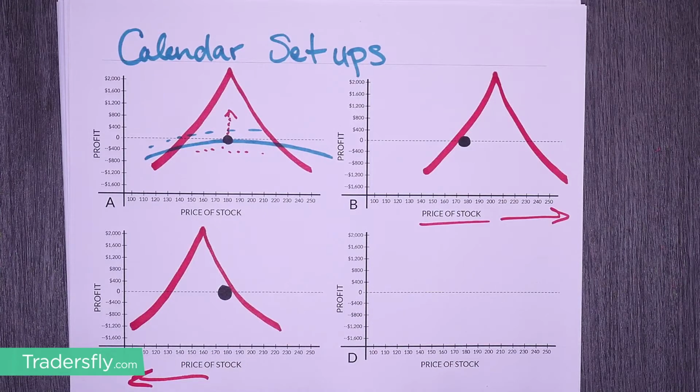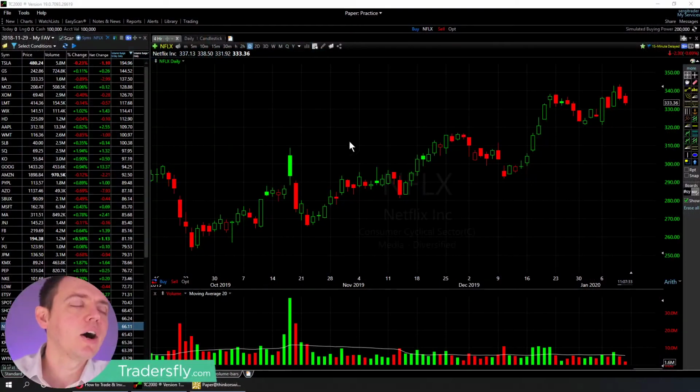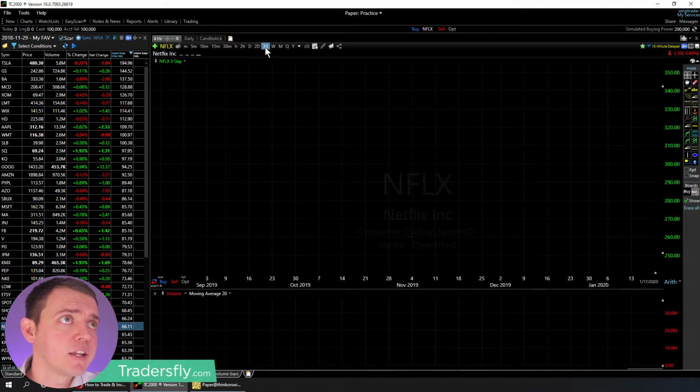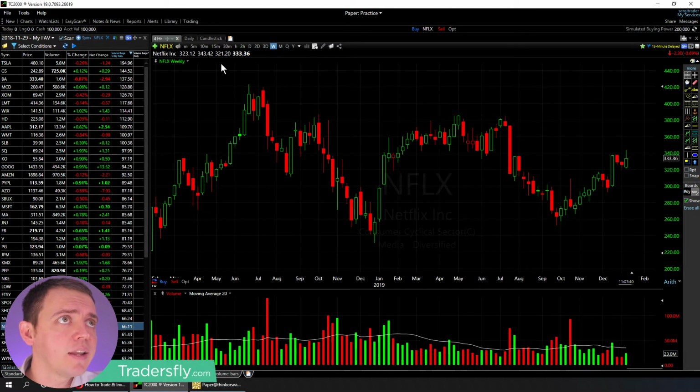And what we can do here is take a look, let's say, at our Netflix example. And here's a chart of Netflix. You could look at it daily, 3-day, weekly, and it just gives you a rough idea.